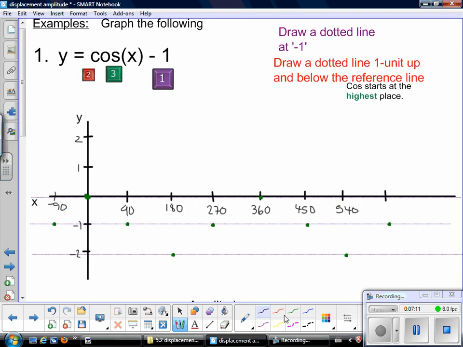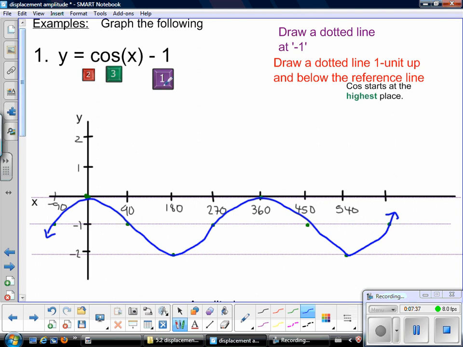Okay, so all I need to do now is draw a smooth curve, and we'll see how well I do on this with my mouse. Actually pretty good. And back down again, and remember we have put arrows because the graph does continue because it's periodic. Okay, so it's actually quite that simple.